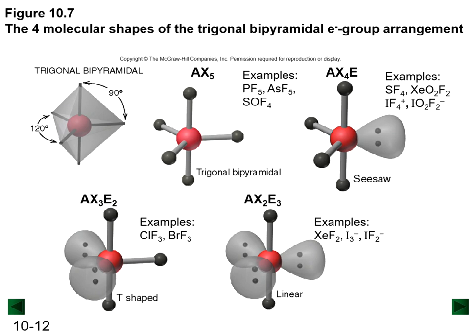If we have a second lone pair, that again goes to the equatorial plane, and we end up with a T-shaped molecule. Examples of this are chlorine trifluoride and bromine trifluoride. If all 3 of our groups are lone pairs, then we end up with a linear structure. And xenon difluoride, the triiodide ion or iodine difluoride anion all have linear structures.